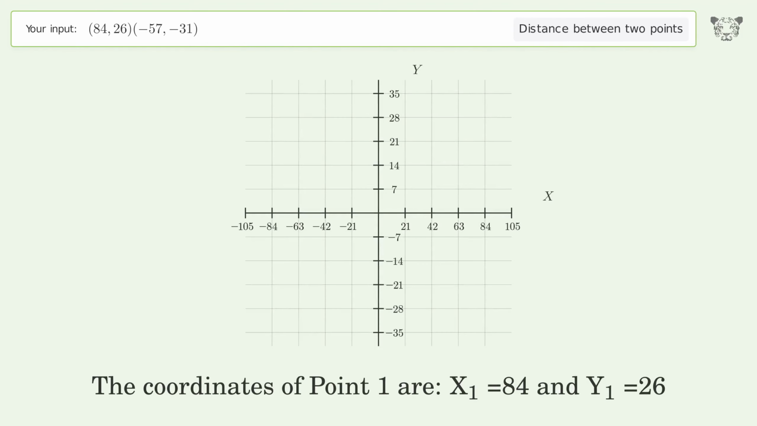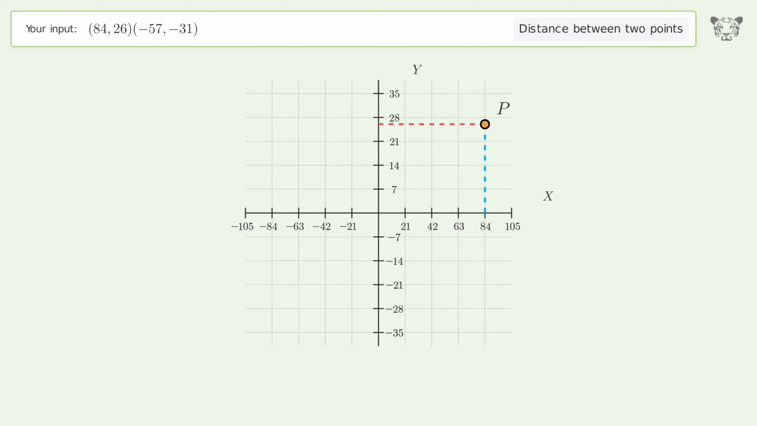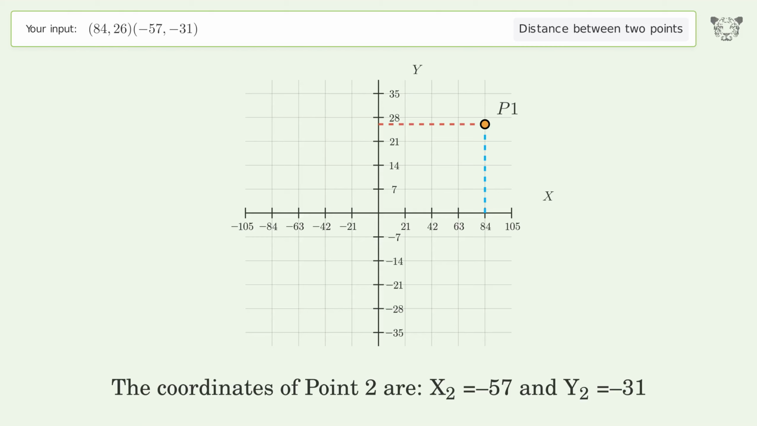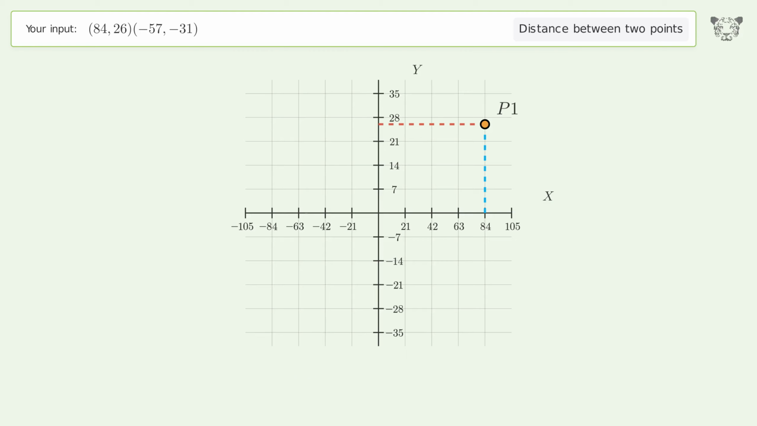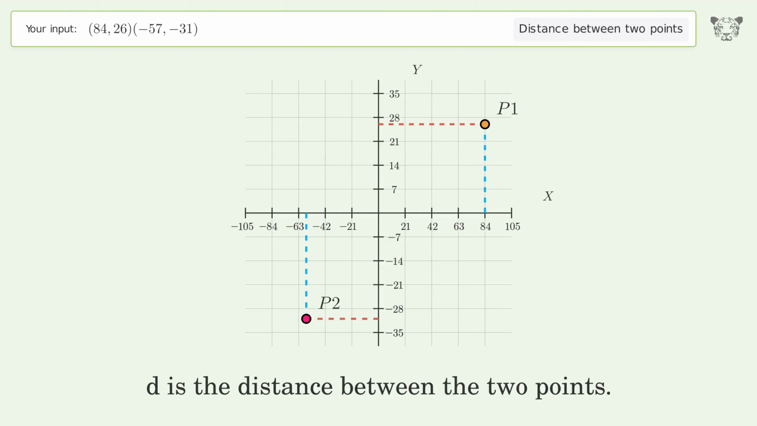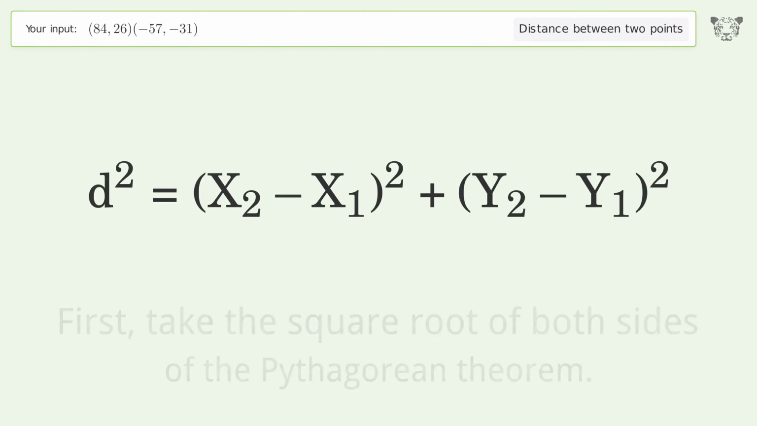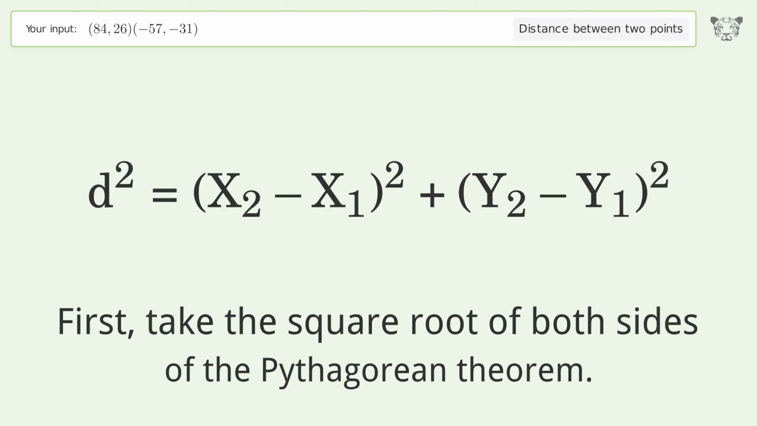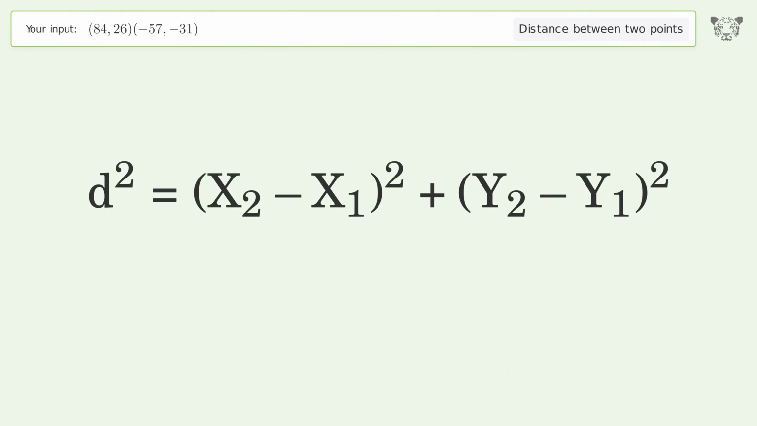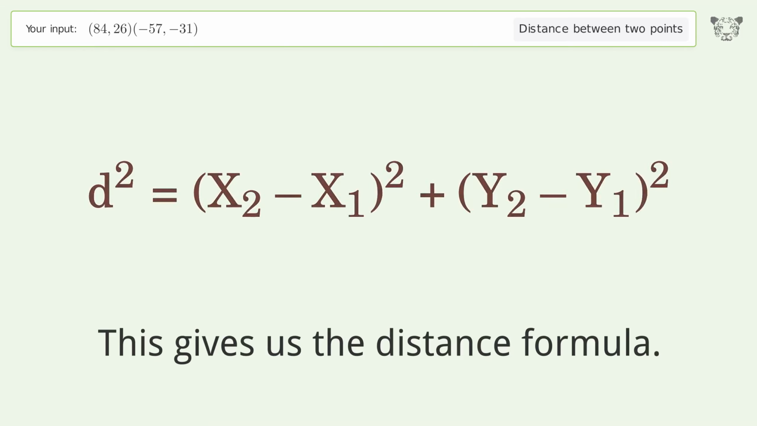The coordinates of point 1 are x1 equals 84 and y1 equals 26. The coordinates of point 2 are x2 equals negative 57 and y2 equals negative 31. D is the distance between the 2 points. First, take the square root of both sides of the Pythagorean theorem. This gives us the distance formula.